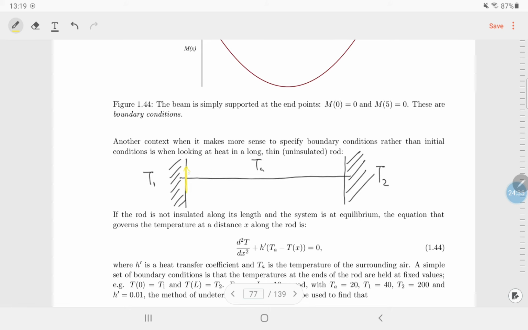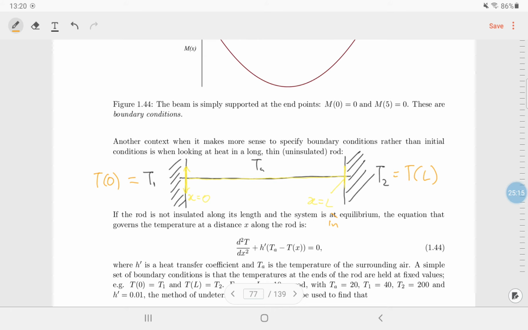Our x-axis is basically the same as the rod. So if I draw this here, this is x equal to 0, and then the rod is the x-axis, and it goes up to x equal to the length of the rod. The boundary conditions are given by T1, the temperature at the start, and T2, the temperature at the end. And you want to ask, what is the equilibrium temperature here? If the rod is not insulated along its length and the system is in equilibrium, the equation that governs the temperature at a distance x along the rod is given by this.